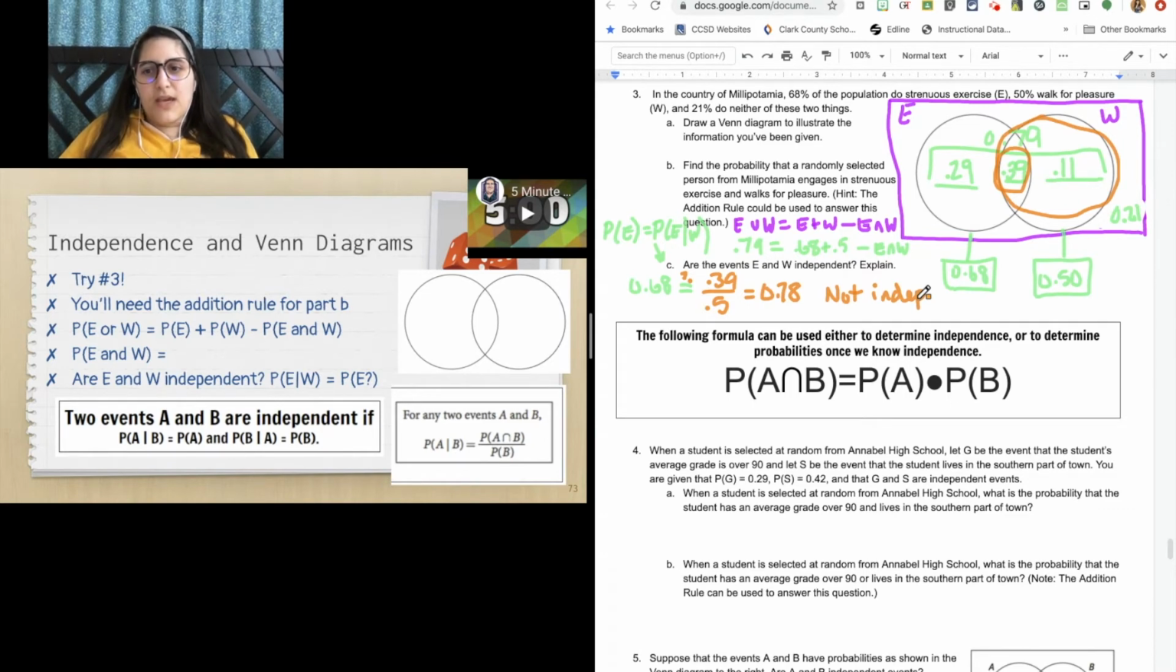Okay, and you're probably going, oh my dear Lord, that was a lot of work. Okay, I get it. So there's another way that's a little bit simpler, called the multiplication rule, that you can use if you don't want to use the definition of independence, which is what I used right here.